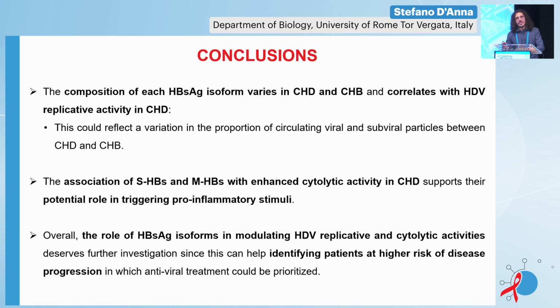Overall, the role of HBs isoforms in modulating delta replicative and cytolytic activities deserves further investigation in order to identify patients more prone to liver disease progression in which antiviral treatment should be prioritized.